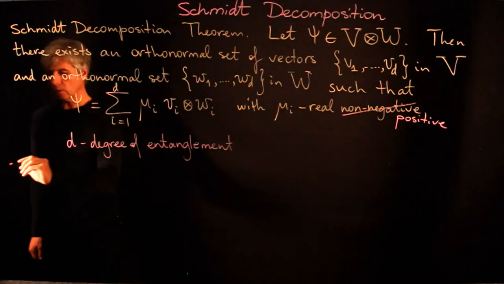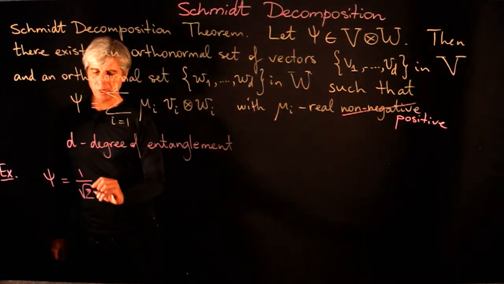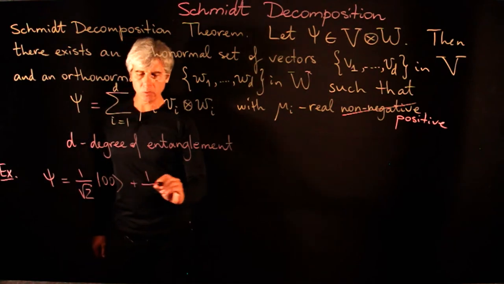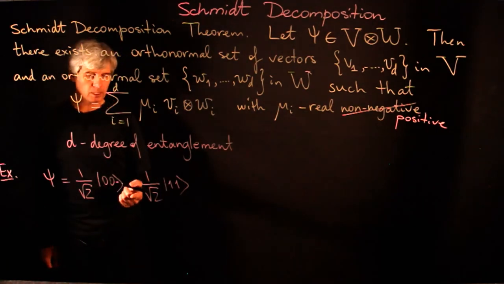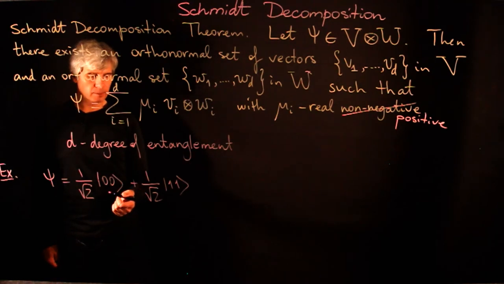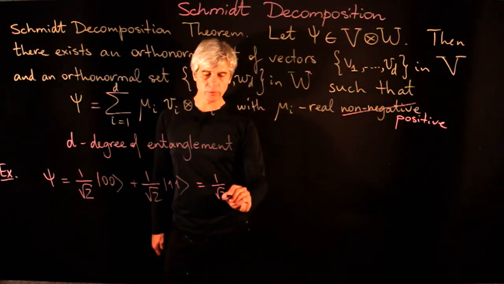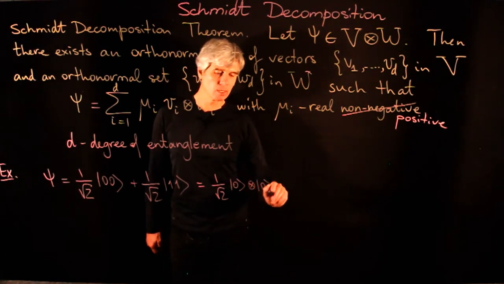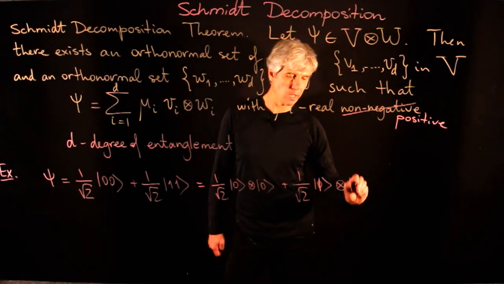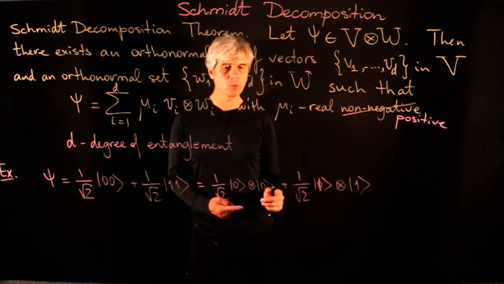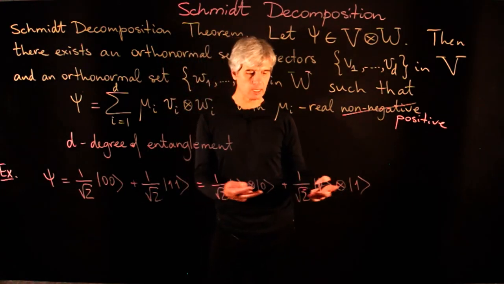Now, let's look at a couple of examples. Let's take the following state that we often consider: 1 over square root of 2 times |00> plus 1 over square root of 2 times |11>. We know that this is an entangled state. And in fact, here we can see that this entangled state is in the Schmidt form, because we have 1 over square root of 2, |0> tensor |0>, plus 1 over square root of 2, |1> tensor |1>. So here we have two orthonormal bases, one in the first qubit space, the other in the second qubit space, and then we have this paired summation.